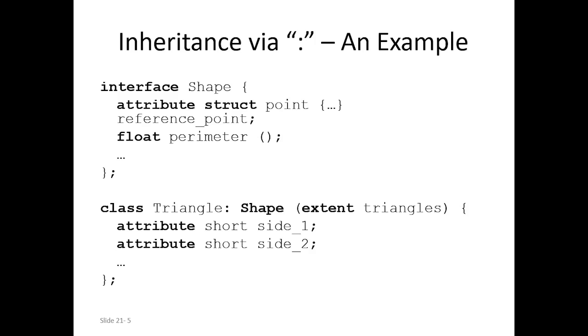And notice that inherited operations can have different implementations in each class. For example, the implementation of area or perimeter operations may be different for rectangle, triangle and circle.